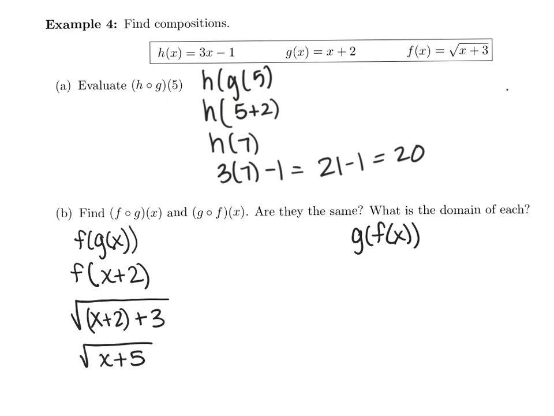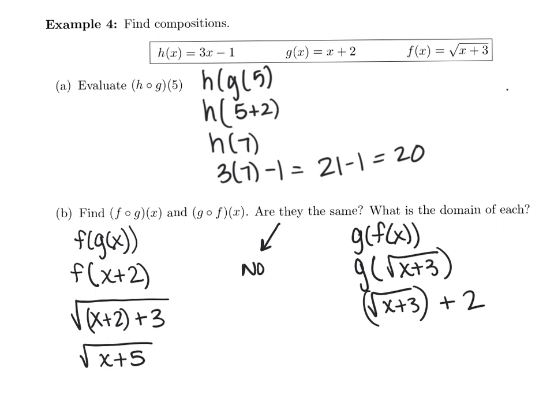So I'm going to go evaluate the next function. G of the f function is the square root of x plus 3. And then if I plug that into the g function, I get the square root of x plus 3, all plus 2. So don't combine the 3 and the 2. So they are not the same.